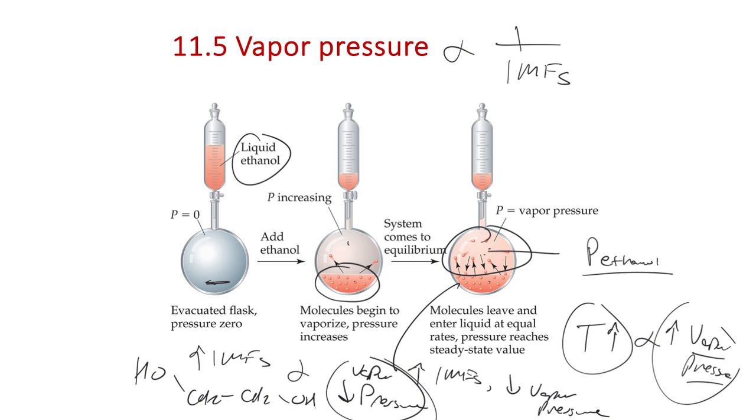So vapor pressure is due to molecules escaping the liquid. Molecules can escape the liquid more readily if those intermolecular forces are weaker. And so again, weaker intermolecular forces gives us a greater vapor pressure.